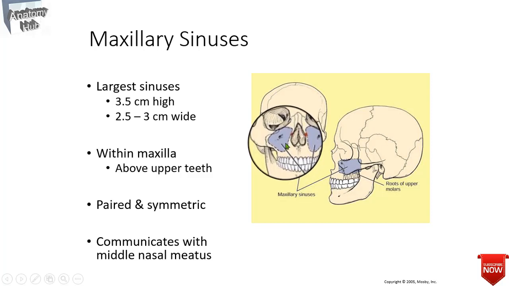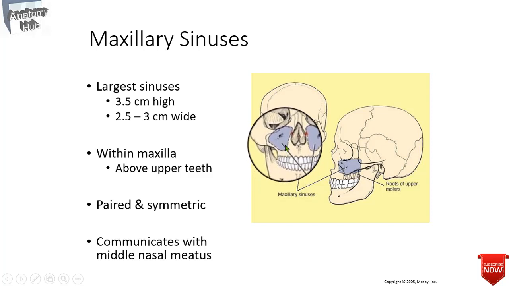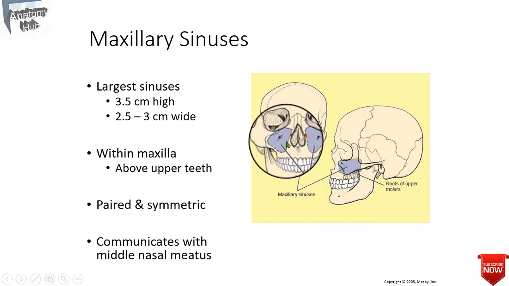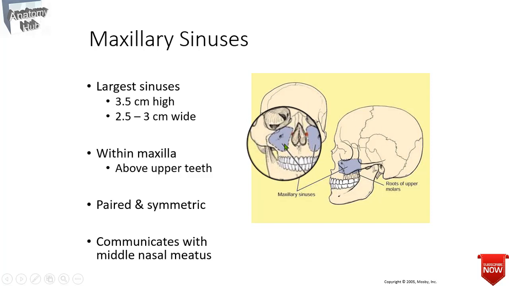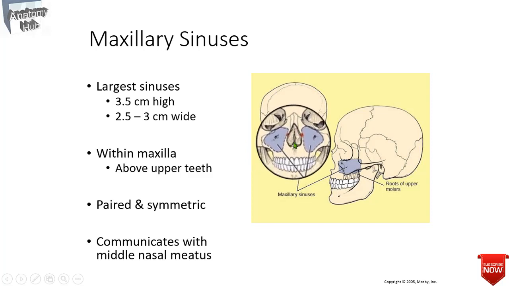So the conical elevations that are present here are at the roots of the molar teeth. So the height of the sinus is near about 3.5 cm, and the breadth is 2.5 cm to 3 cm, and the diameter of the sinus is about 3.2 cm, and it opens to the hiatus semilunaris that is present at the lateral wall of the nose.